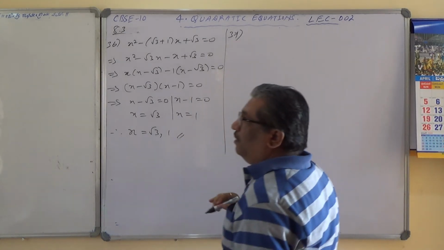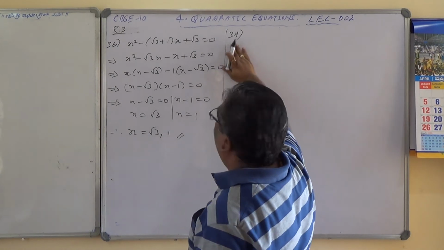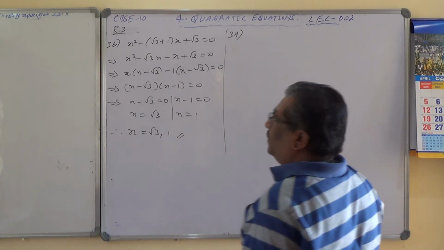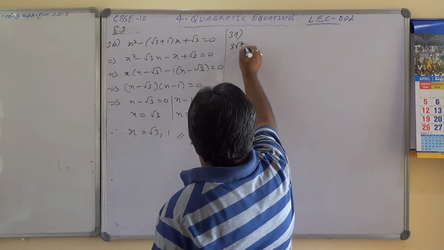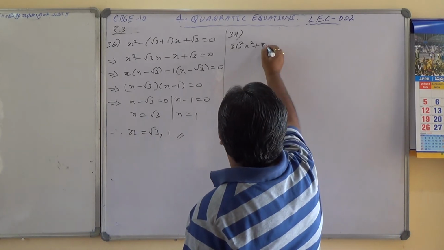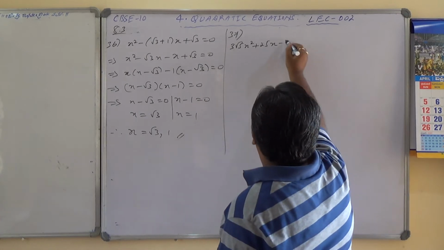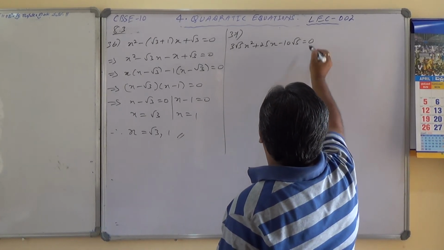37th. x square, sorry, what is the 37th? 3 root 5 x square plus 25x minus 10 root 5 equals 0.